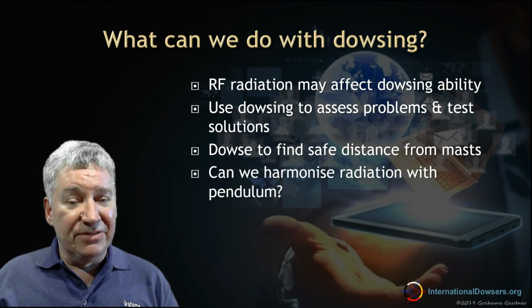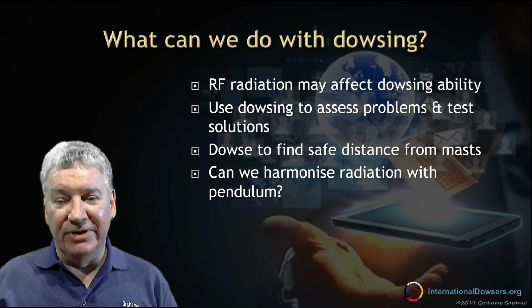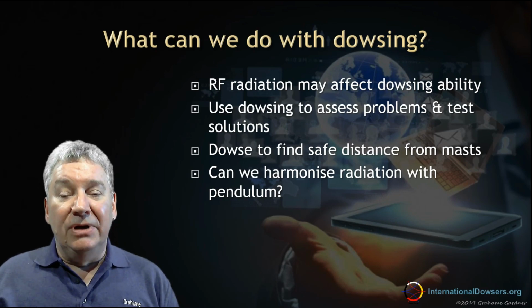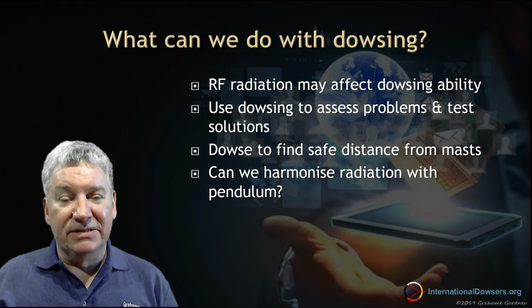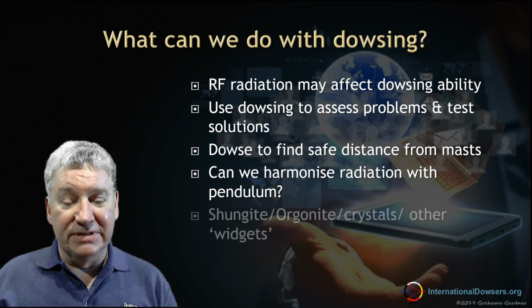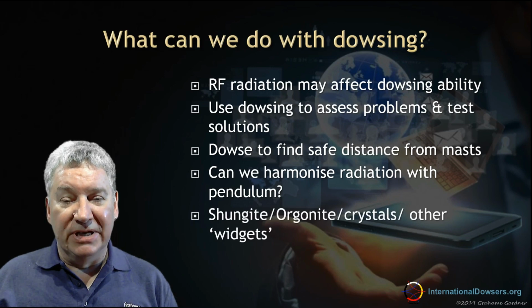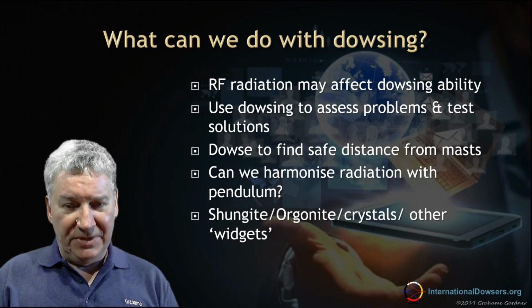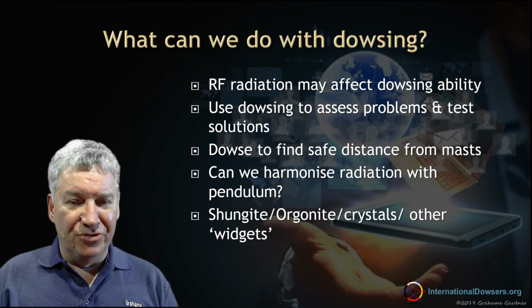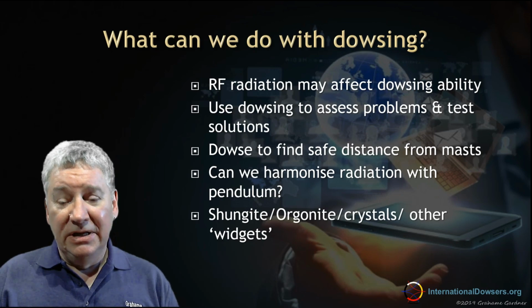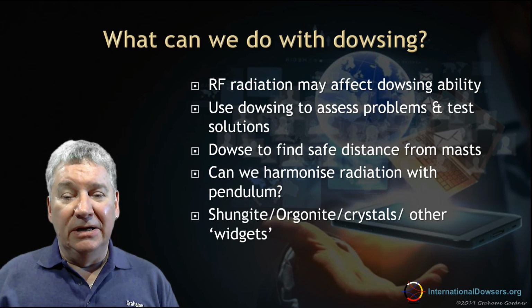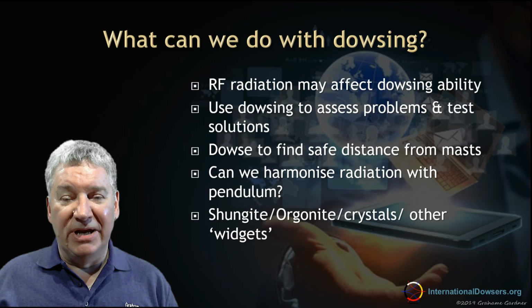You can try harmonising the radiation with a pendulum in the manner of Raymond Grace, using your pendulum to remove any detrimental, non-beneficial frequencies and scrambling them and all that. So, we can certainly try to neutralise this, bring it into resonance with our own frequencies. There's Joey Cohn's blessing process, where he transmutes the frequency to make them beneficial to us. I'm afraid I don't have a lot of faith in my ability to do this, but it's certainly worth a try by all means. Then we have gadgets like shungite, orgonite, and other crystals.